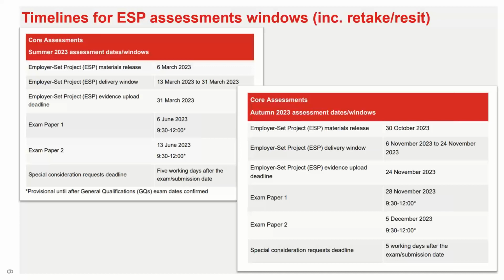So for the autumn series, you get the materials, which will obviously be a different brief from the summer series, on the 30th of October. Then learners start the assessment window from the 6th of November to the 24th. We need that evidence by the 24th to enable us to get the results to you. Exam paper 1 starts on the 28th of November, followed a week later by exam paper 2.